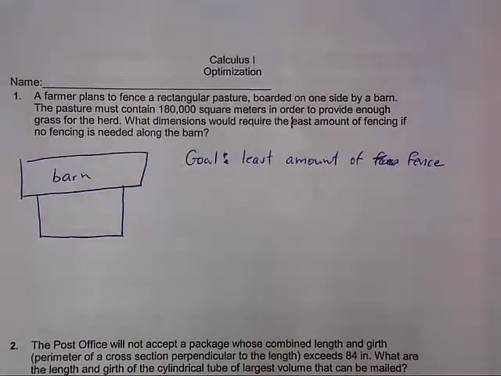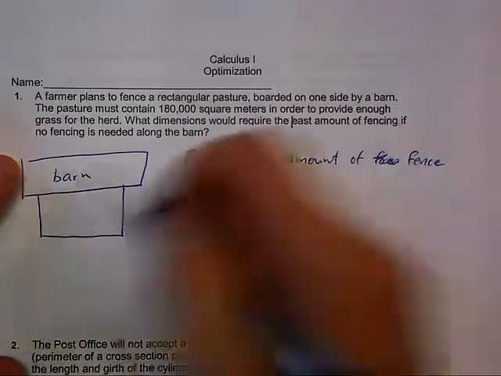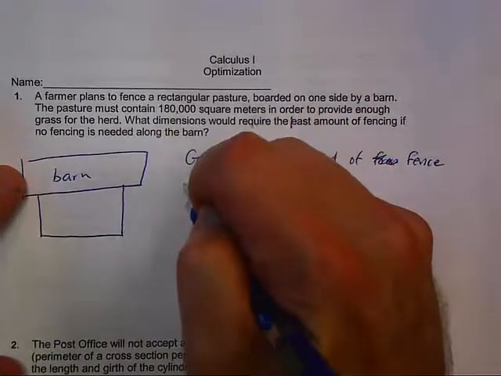So there's the thing we want to minimize or maximize. In this case, by optimizing, we mean find the minimum, use the smallest amount of fence possible. Why do we want to use the smallest amount of fence possible? It has the least cost. The less fence you use, the less it costs to build the pen. But we do have a restriction.